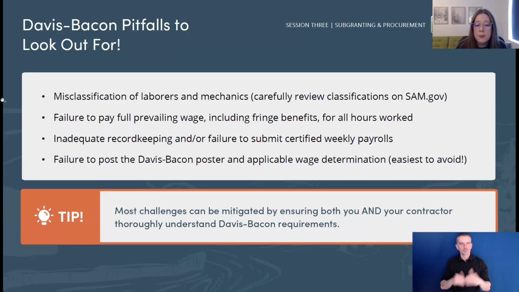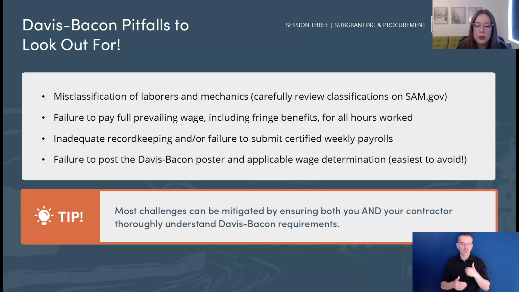Inadequate record keeping, failure to submit certified weekly payrolls. You really need to have someone on your team who is working in concert with the contractor. There are tools that are generally provided to grantees that they can use as a template for some of these payroll documentations, which can be really helpful, especially if you're navigating this for the first time.